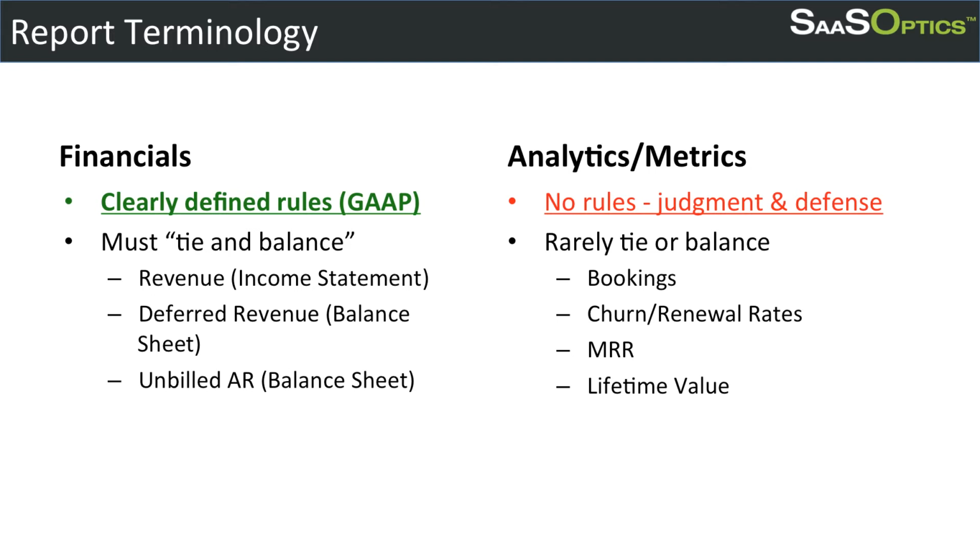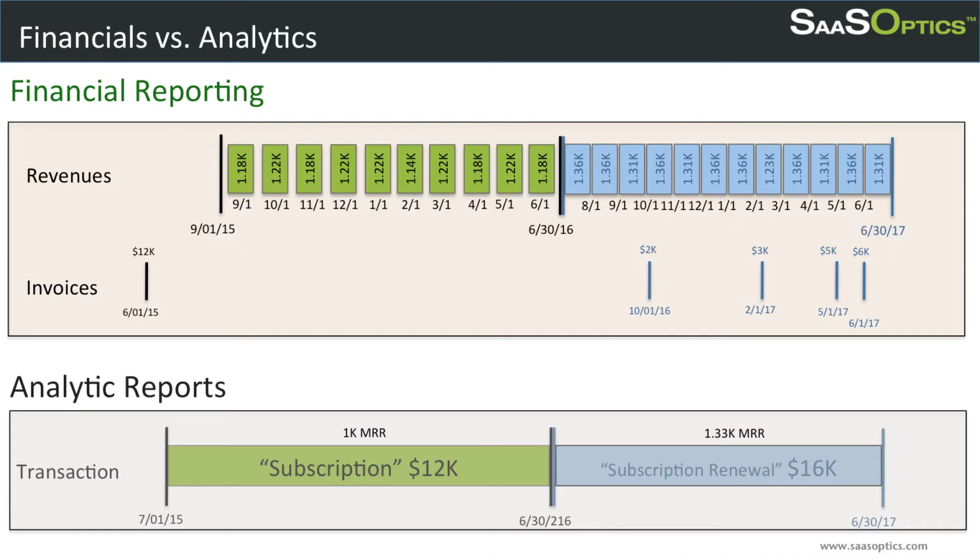Now in SaaSOptics, now that we've spent all this time on revenues and invoices, it's really essential to understand that we use customer contracts and we use the revenues and the invoices to do our financial reporting. So we figure out how much revenue is to be reported, and what the deferred revenue and unbilled AR balances are, by using these data sources. For analytics, we use the transaction. We use the transaction start date.